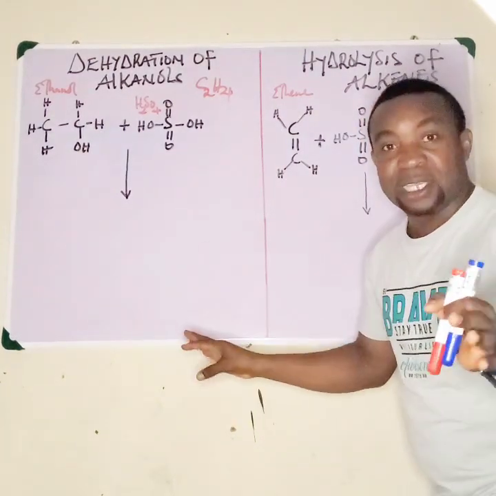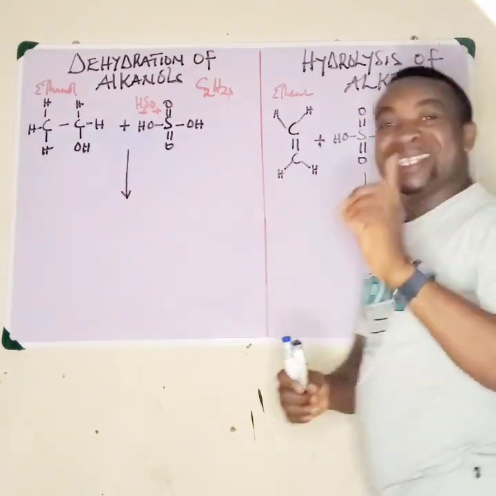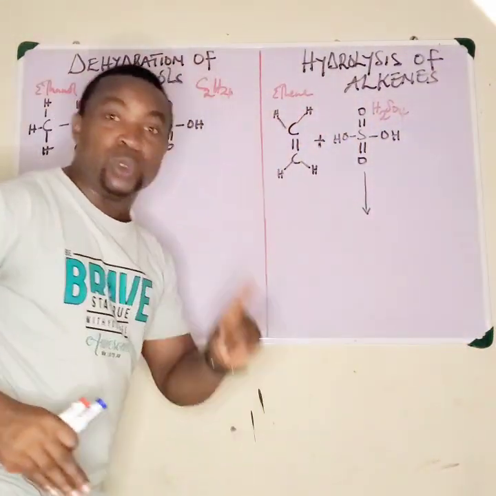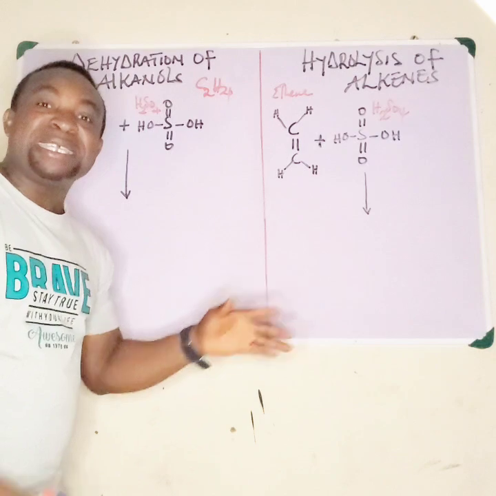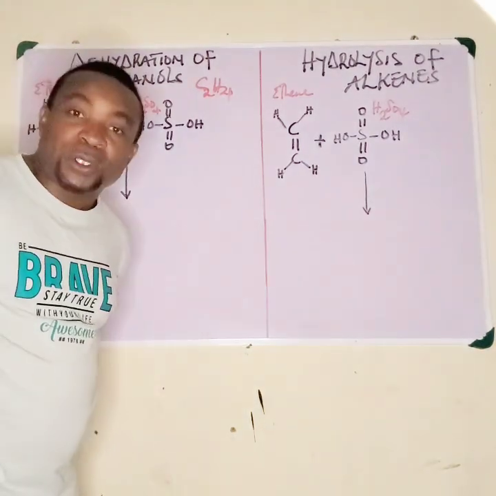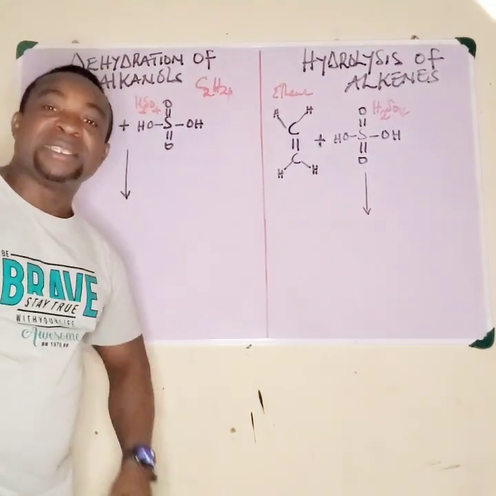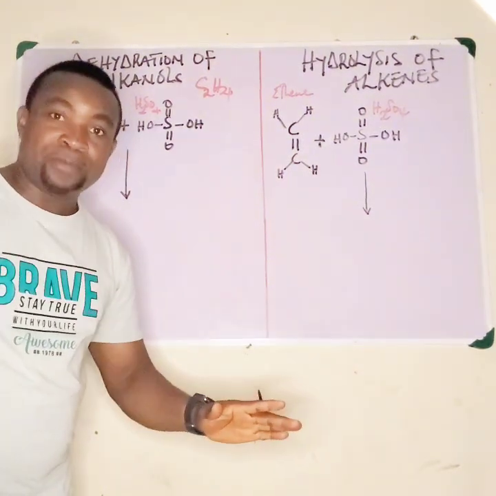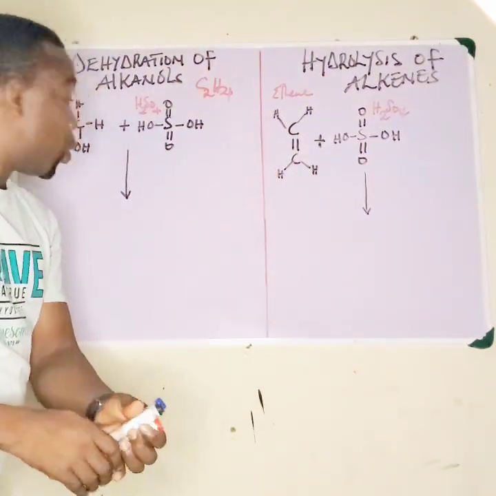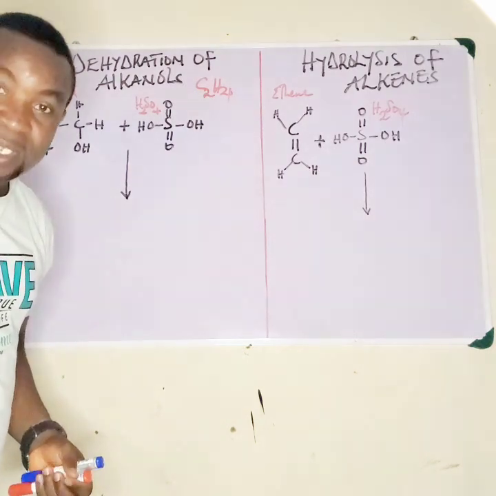So let us see the product of the reaction. But one thing that makes these reactions unique is they have an intermediate product. And this intermediate product is the one that gives us the final product. That is, ethyl hydrogen tetraoxosulfate 6 is always the intermediate. So let's go, guys, let's demonstrate this.